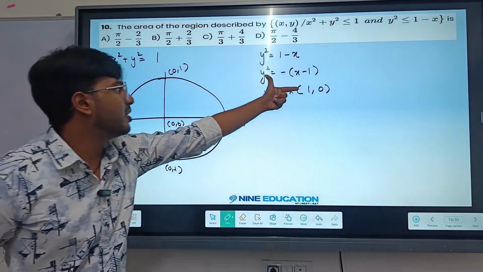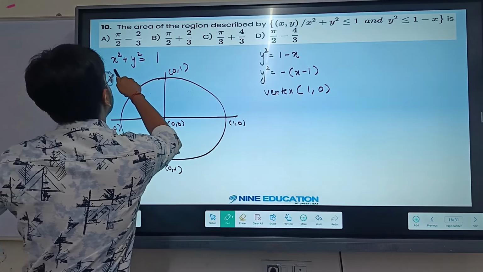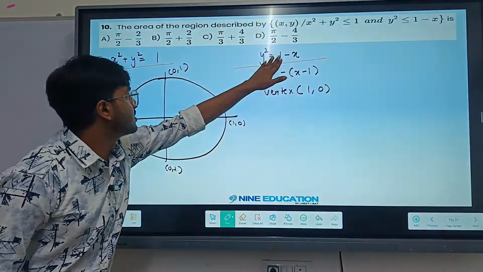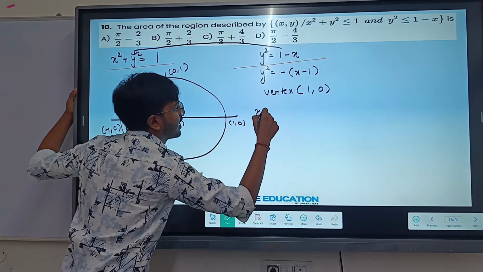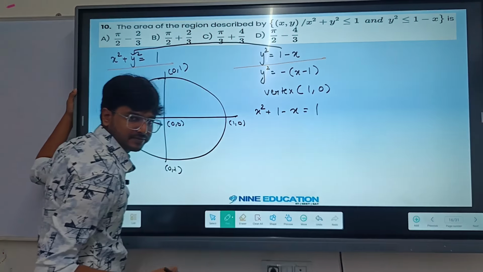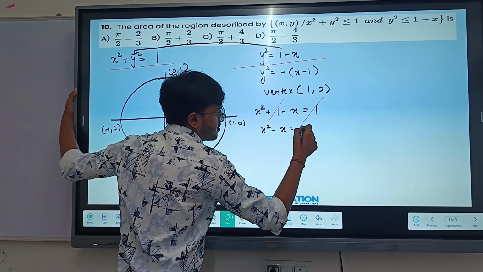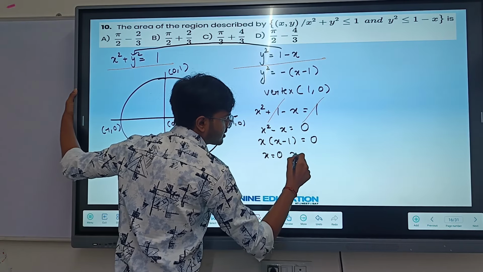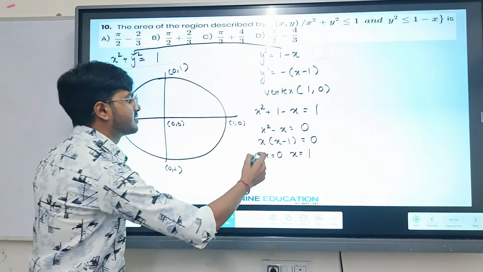Now if I want to find the point of intersection of this parabola and circle, what will I do? Circle is x square plus y square equal to 1. Parabola is y square equal to 1 minus x. So instead of y square, I will substitute 1 minus x over here. So what will I get? X square plus 1 minus x equal to 1. 1 cancels. X square minus x equal to 0. Take x common, x into x minus 1 equal to 0. So x equal to 0, x equal to 1. X equal to 1, of course it will intersect because it is the vertex, and x equal to 0.